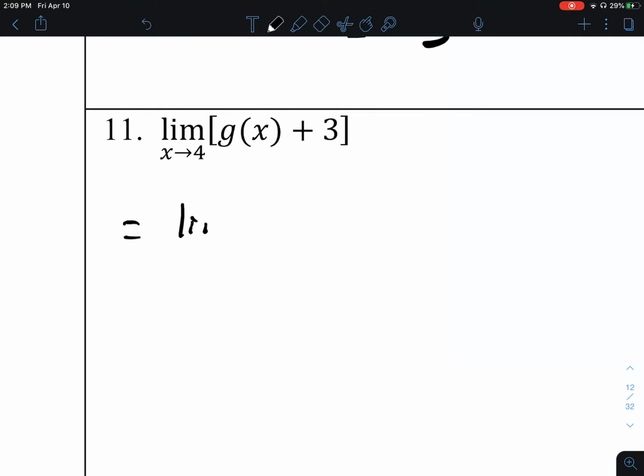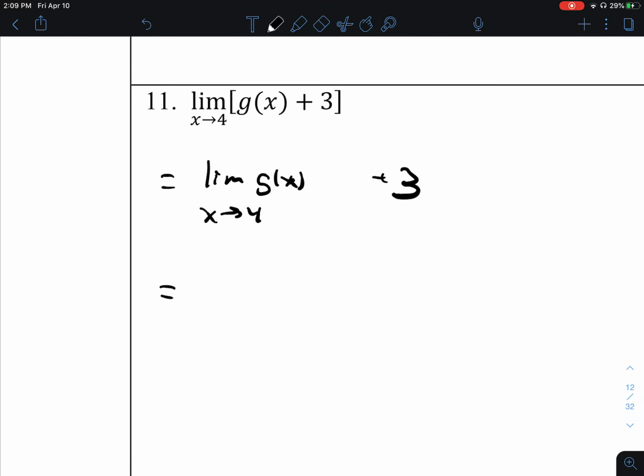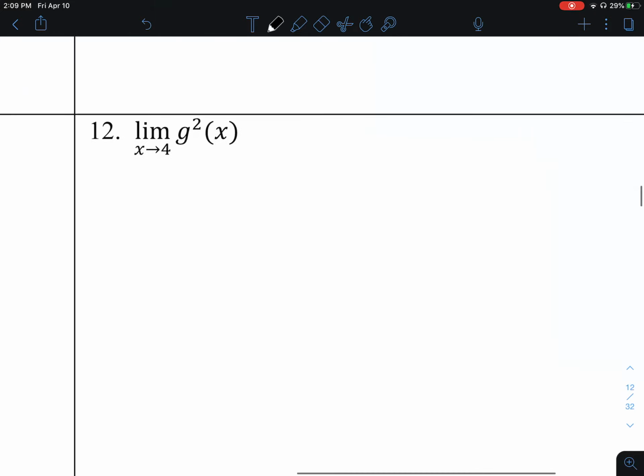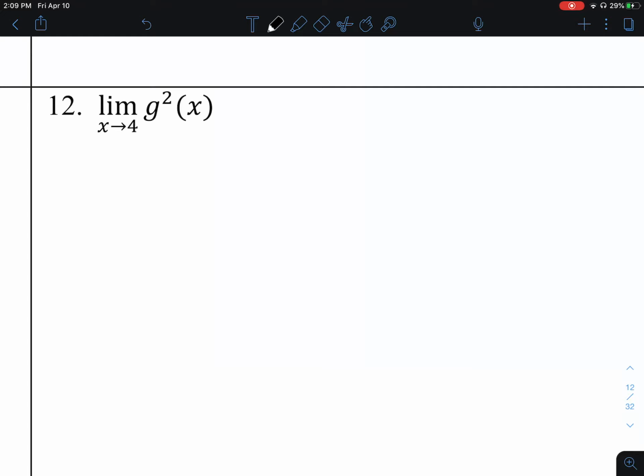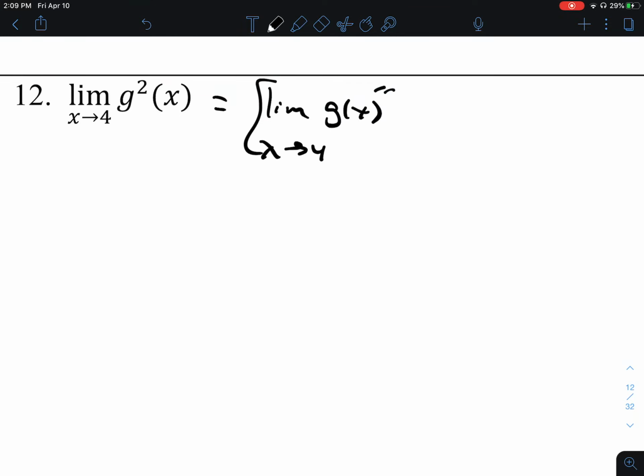Number 11, this will be the same as what's the limit of g of x as x approaches 4? When you're finished, add a 3 to it. The limit of g of x is 3. Add 3 to that, you get 6. Last one, the limit of g squared of x as x approaches 4, we could write as the limit of g of x as x approaches 4. And when you're done, square it. So that's going to be 3 squared, which is 9.